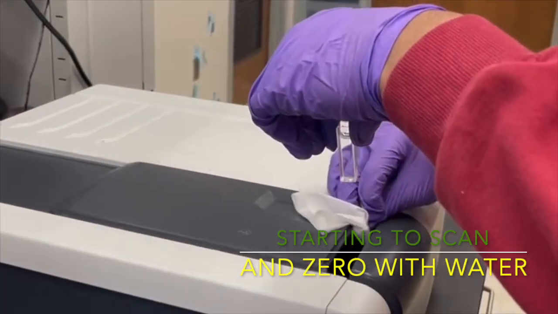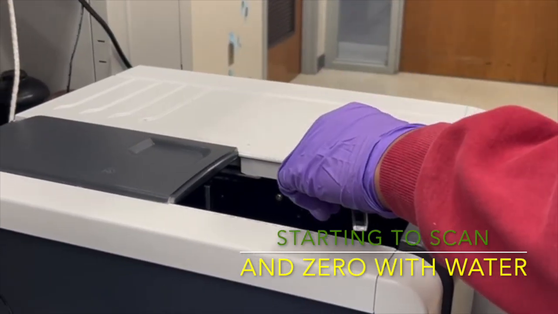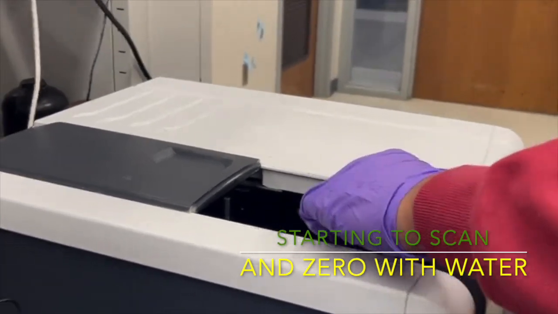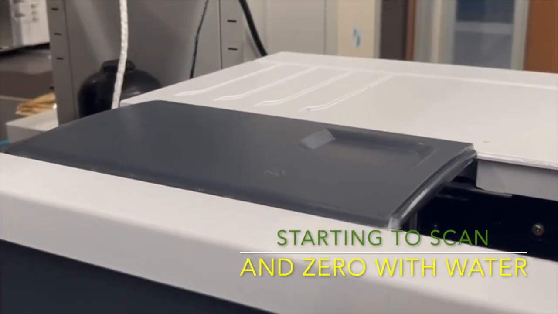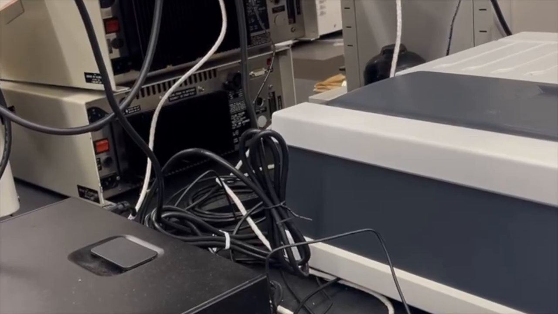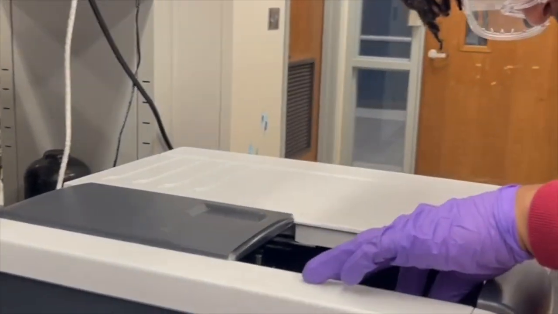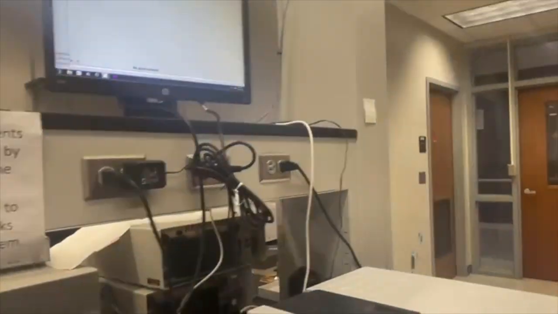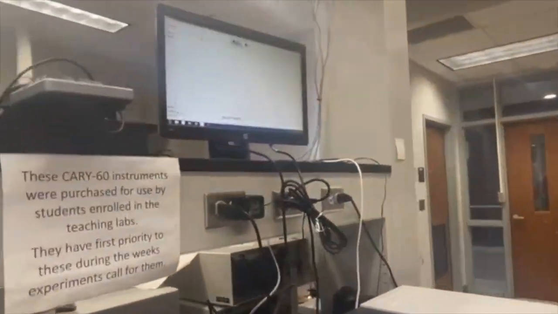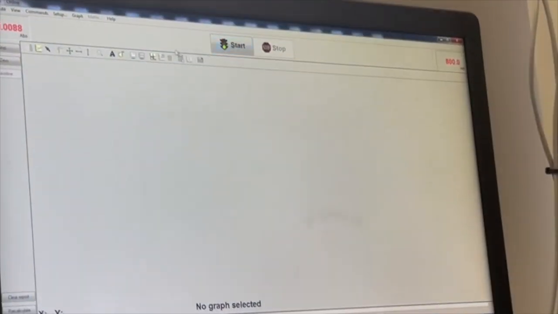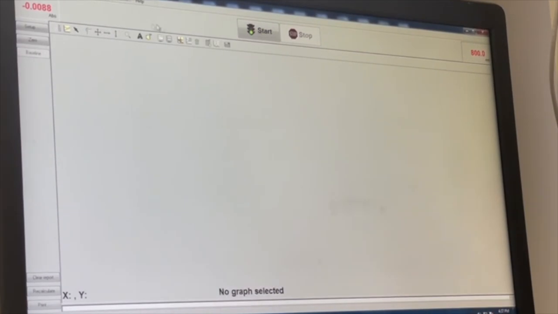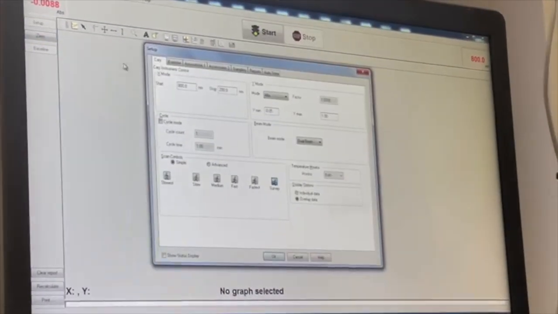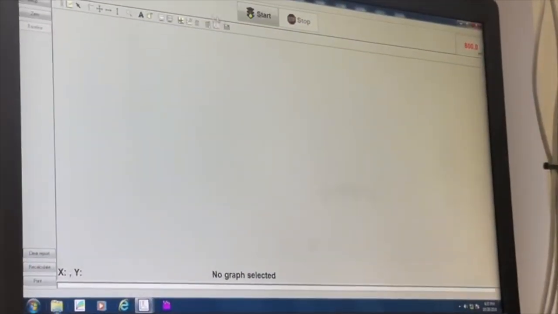To start your spectrophotometry, first wipe the clean sides of your cuvette, then gently insert your cuvette into the spectrophotometer, ensuring that the light passes through the clear sides of the cuvette. Next, in the setup, make sure that your wavelength is correct for your scan samples.